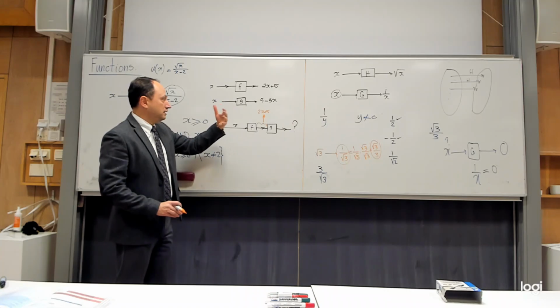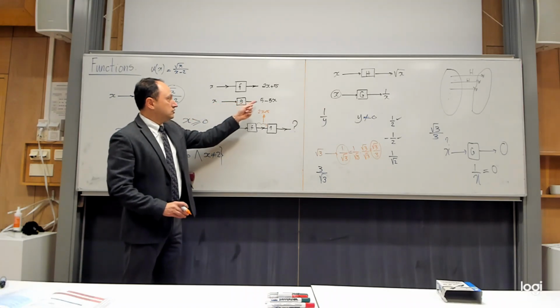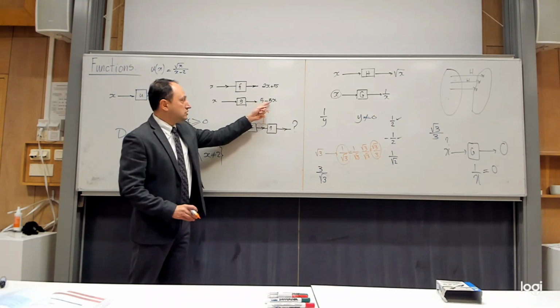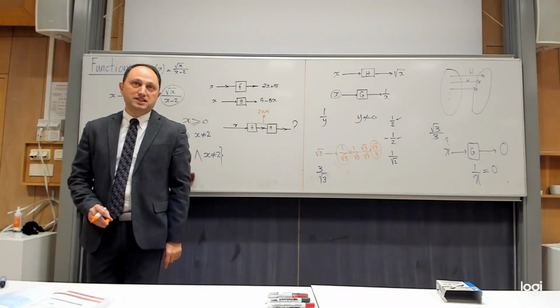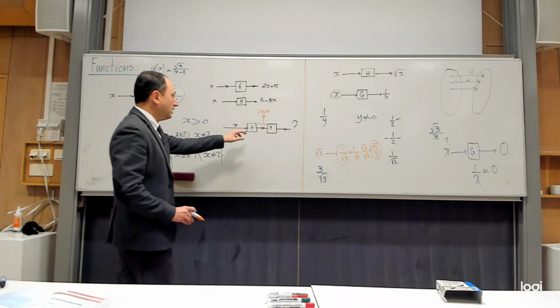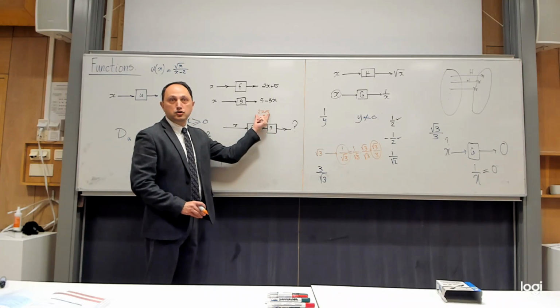G is an operator, so that when I put x into it, it writes 5 minus 3 times the input. This is the way that you have to interpret these symbols. Yes? And now, what is the input for G now? It is 2x plus 5.